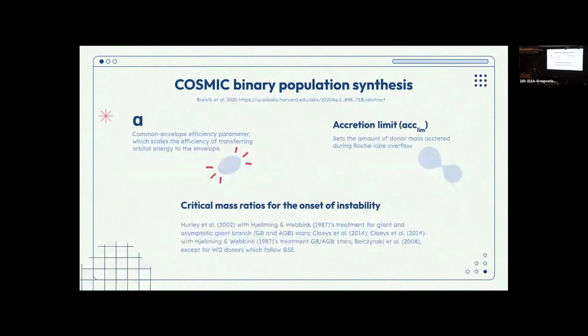Right. Now I'm going to talk a little bit about our models. We are changing basically three parameters when we're talking about the mass accretion. We are changing what alpha is. I don't think I have to explain the common envelope alpha here for this audience in particular, which is great. We're also changing the accretion limit, so whether the system is conservative or non-conservative mass transferring. And we're also changing the critical mass ratios for the onset of instability using these prescriptions here.